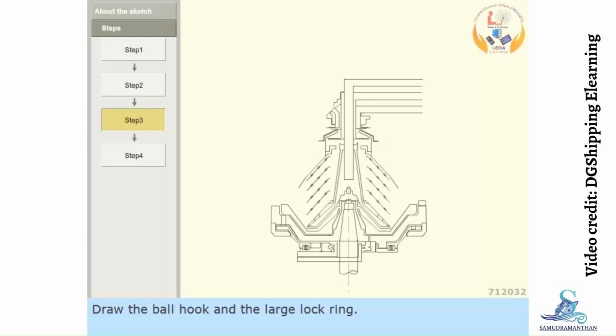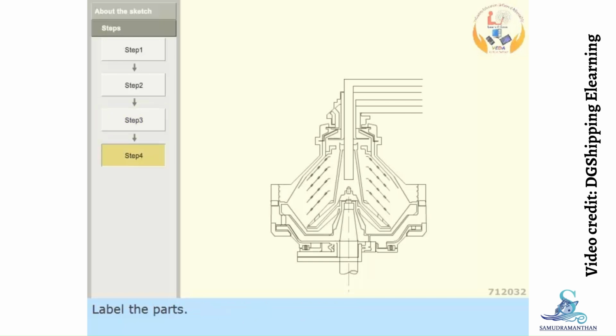Draw the ball hook. And the large lock ring. Label the parts.